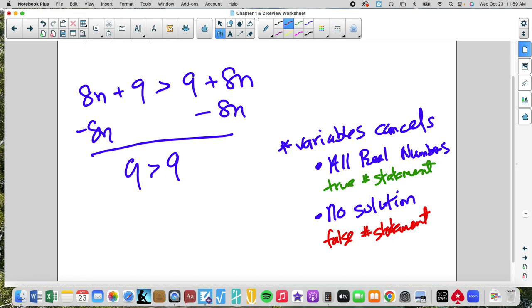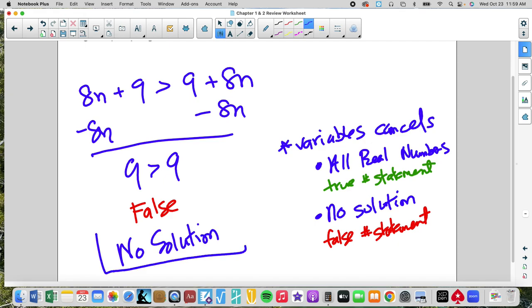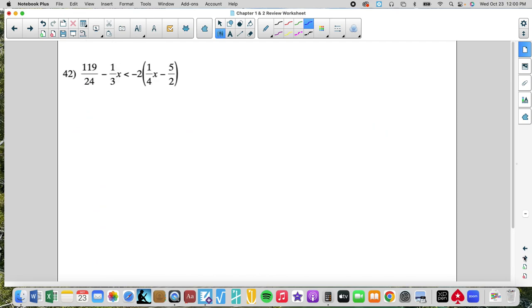Number statement. Is 9 greater than 9? No, that is false. So my answer is going to be no solution. That is the answer. I want to see that statement. Tell me why. And we are isolating the variable. Do not leave me with 8n is greater than 8n. You haven't solved it. Don't leave me with n is greater than n. You haven't solved it. It must be a number statement.